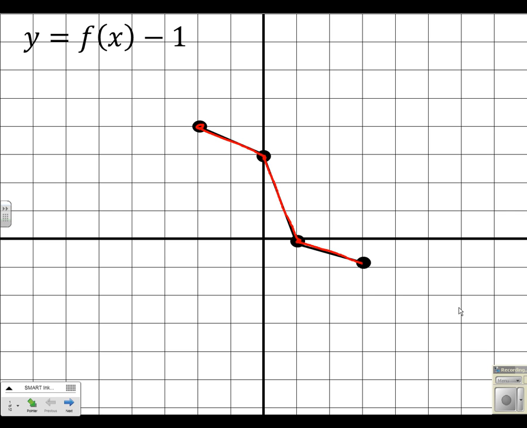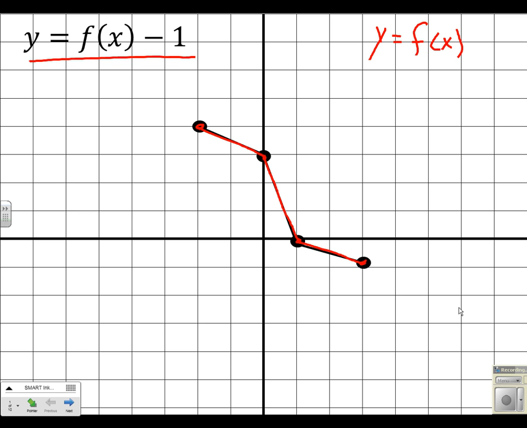out to be this graph, just some function. We don't know what equation makes this happen. This looks like it might have to be a piecewise function. Doesn't matter. This is the graph of y equals f of x. So we're to find y equals f of x minus 1.